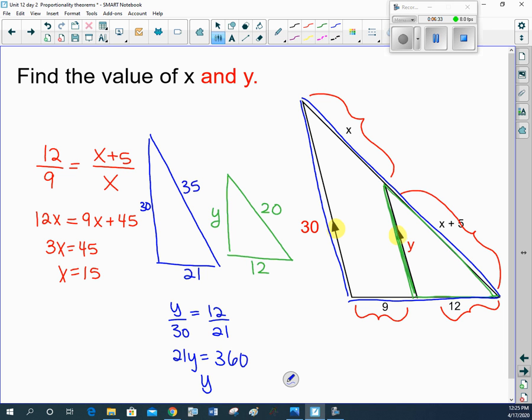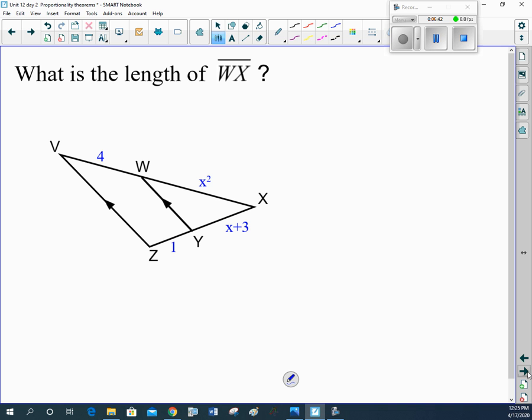So y is about 17.14 units. Okay, so same picture again.